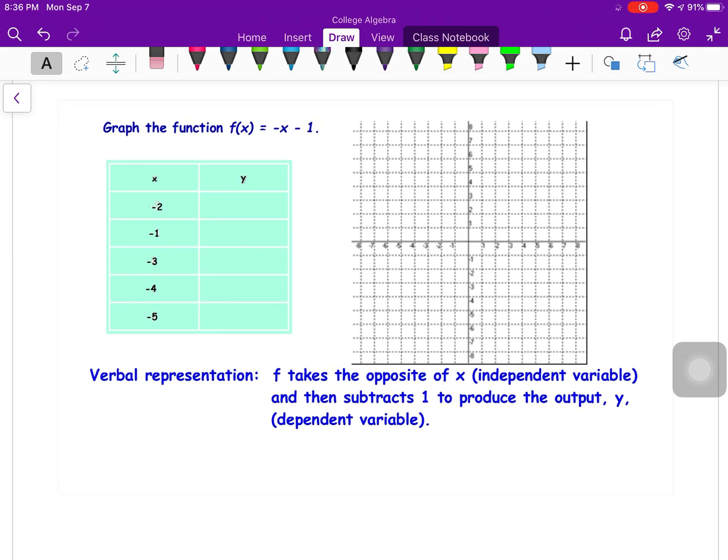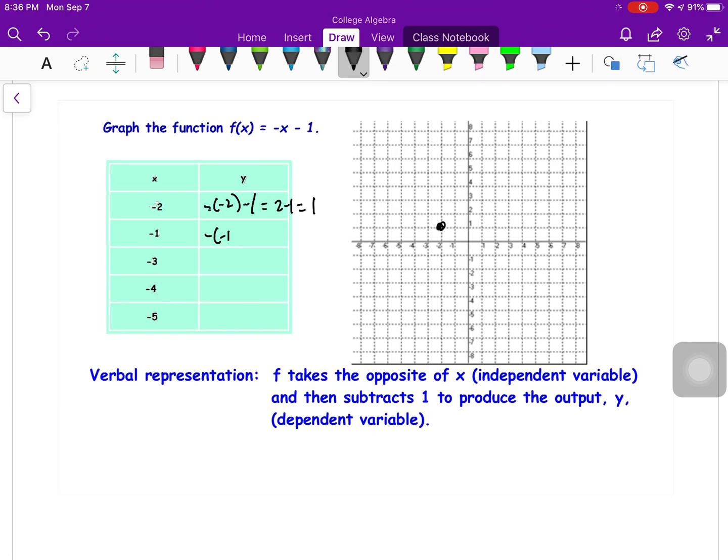Graph the function f of x equals negative x minus 1. So I pick the points negative 2, negative 1, negative 3, negative 4, negative 5. So I'm just going to substitute those in. When I substitute a negative 2 in here, I get the opposite of a negative 2 minus 1. That would be 2 minus 1 is 1. So negative 2, 1, we're going to plot.